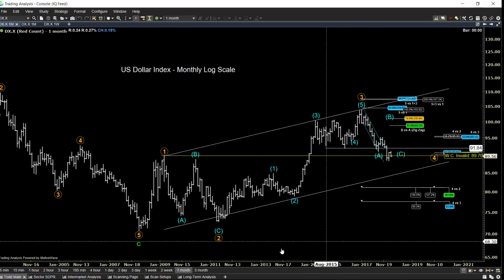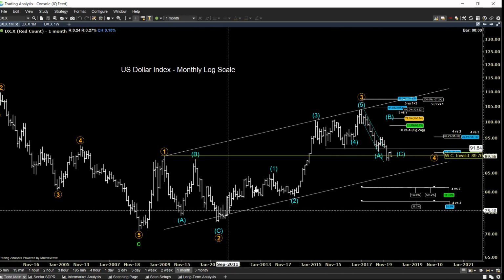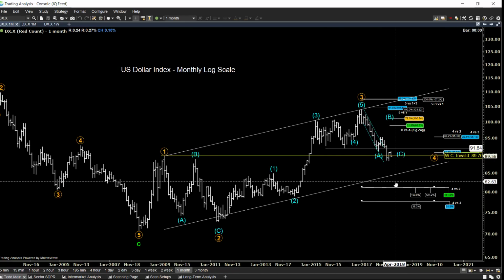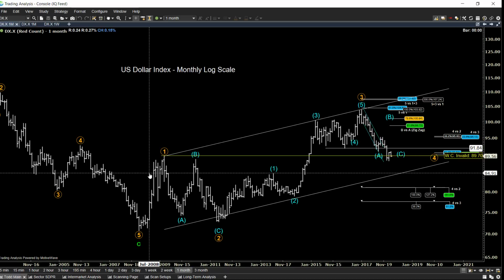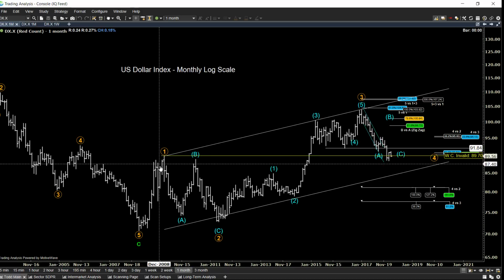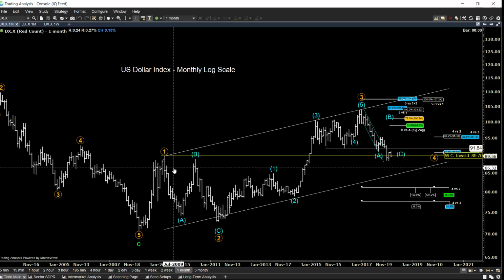Diagonal triangle. Oh, are you saying possibly 1, 2, 3, 4, a leading diagonal up in one? I bet you that's what you're saying. That's possible. There's a few possibilities for sure. I can't disagree with that.